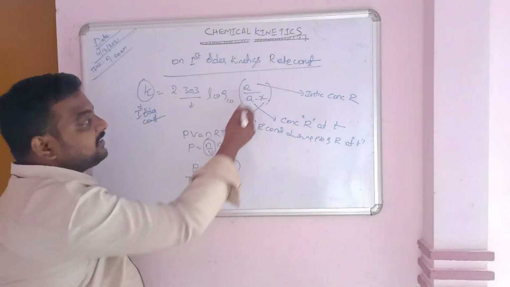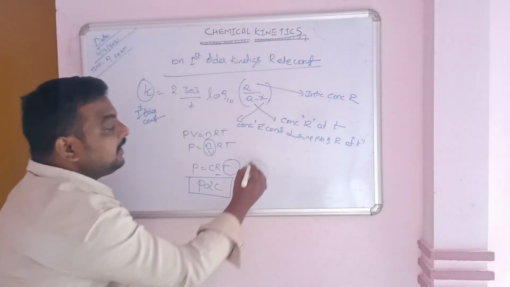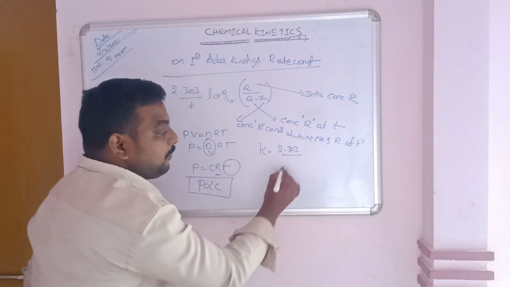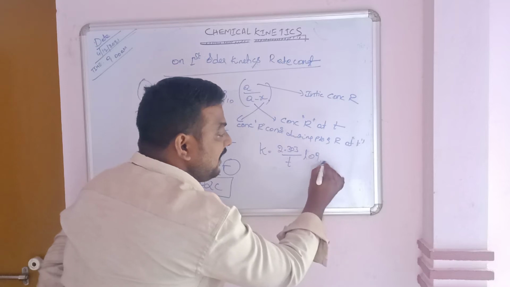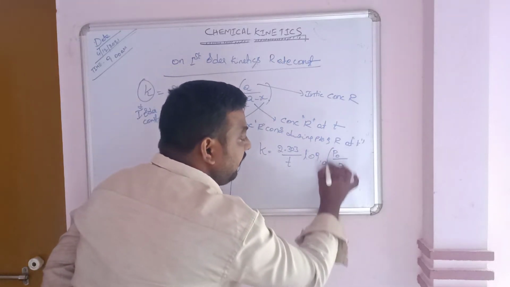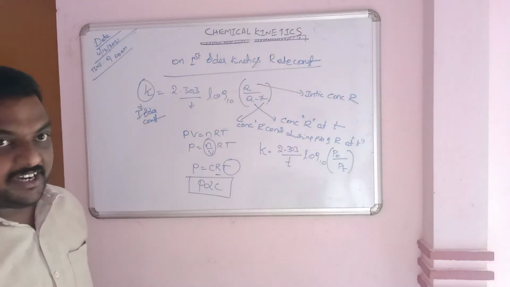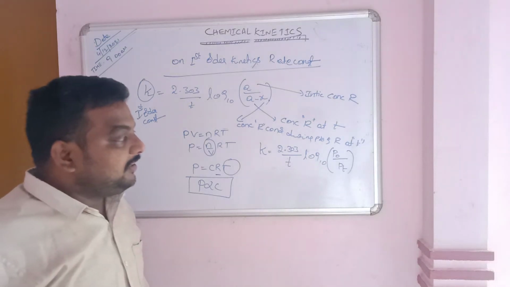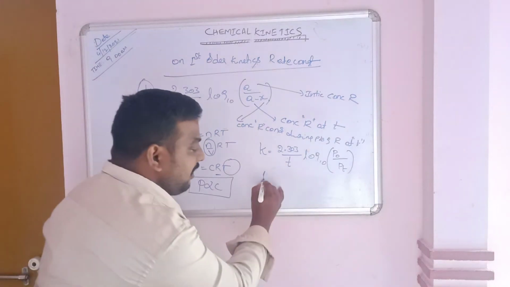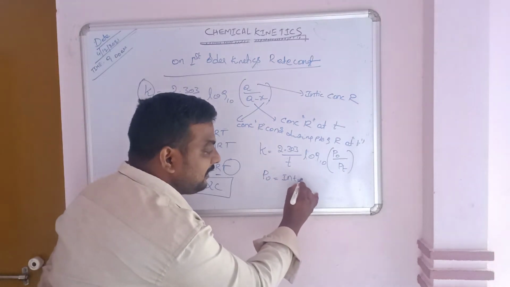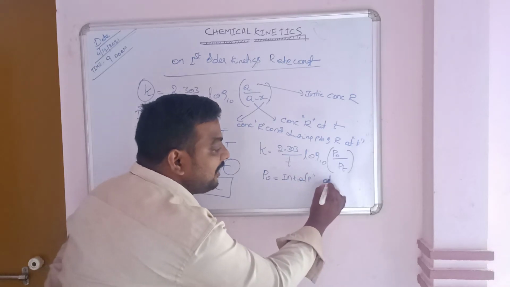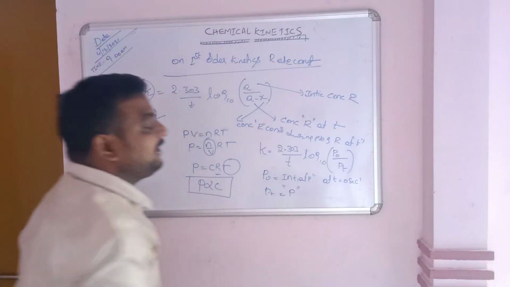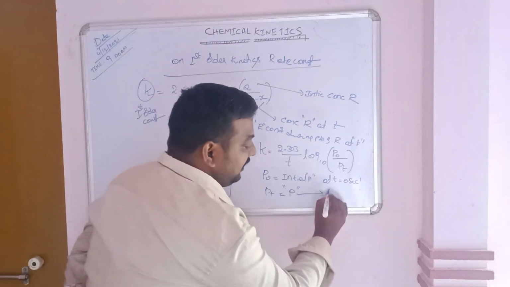So in the first order rate constant, concentrations are replaced by pressures. Then the first order rate constant in terms of pressure is K is equal to 2.303 by T log 10 base P naught by Pt, where P naught is the initial pressure, that is, the pressure of the reactants at time T equal to 0 seconds, and Pt is the pressure of the reacting species or reactants at time T.